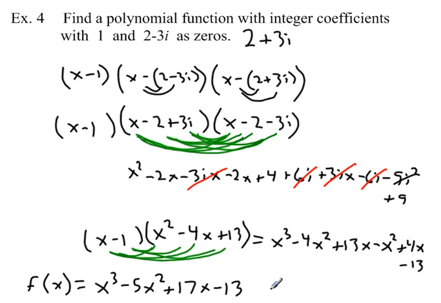Now if you ever want to check this, you could factor and use synthetic division, use the quadratic formula. You'd get these zeros. That's a lot of work. We'll just trust our work for right now, but if you needed to check, you could.